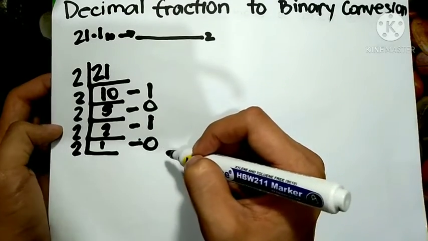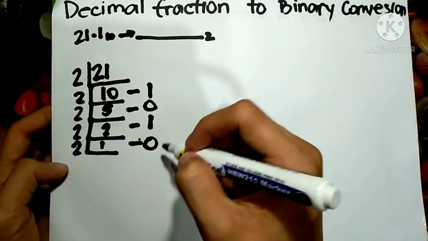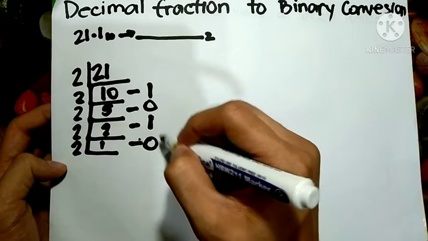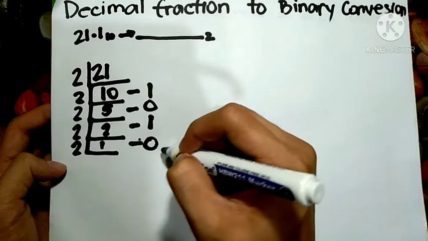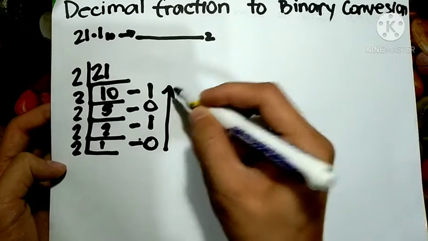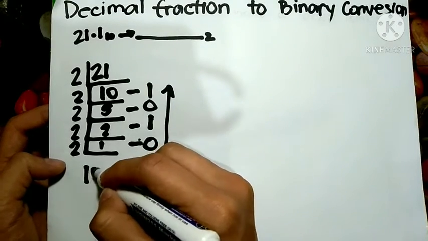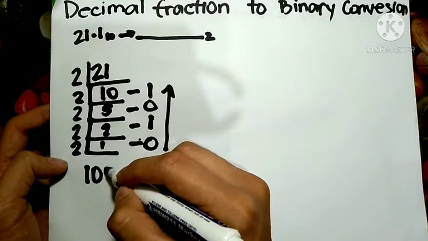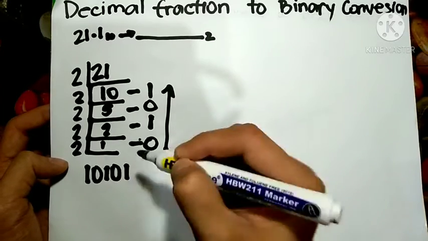Kaya titigil na tayo dyan. Ang magiging sagot natin, we will write our answer from bottom to top. So let's write it like this: 1, 0, 1, 0, 1.